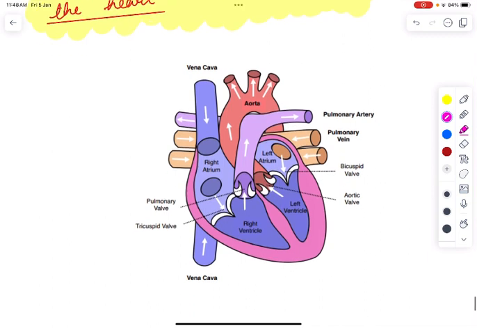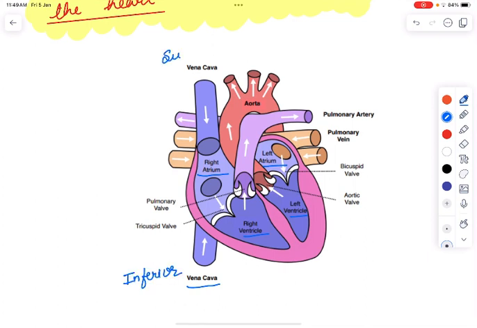There are 4 chambers. This is the right atrium and the left atrium. The upper part is atrium and the lower part is ventricles. This is the right atrium, left atrium, right ventricle, left ventricle. So the right atrium receives 2 large vessels, that is the anterior vena cava and posterior vena cava. These two we can see are the vena cava, so we can also say this is the superior vena cava and this is the inferior vena cava.